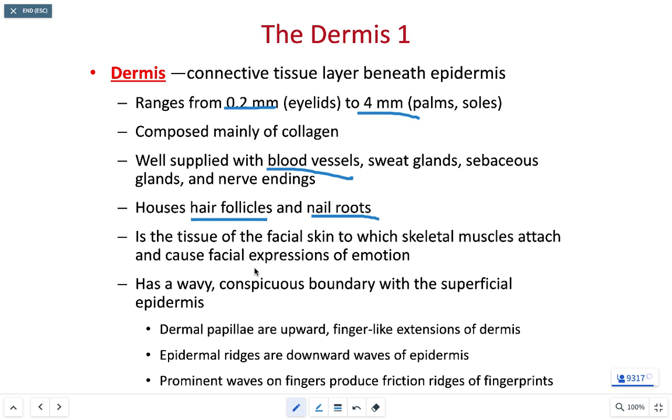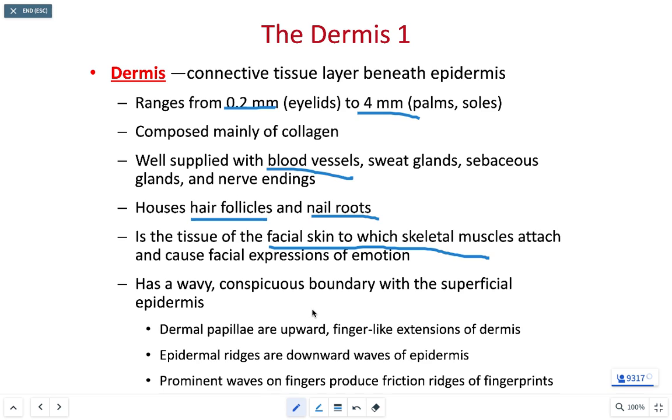We're also going to have, within the dermis, a lot of attachment points for skeletal muscle. Those collagen fibers of the dermis are going to be anchored to the underlying epimysium of the skeletal muscles so that we can wiggle our muscles and have facial expressions. Or for those of you who are really lucky, you can wiggle your scalp or wiggle your ears if you have really good fine motor control.